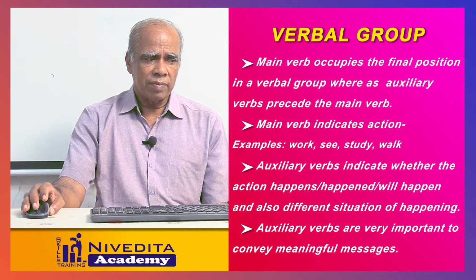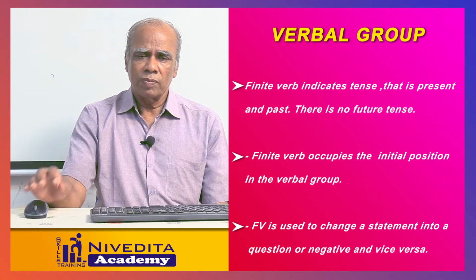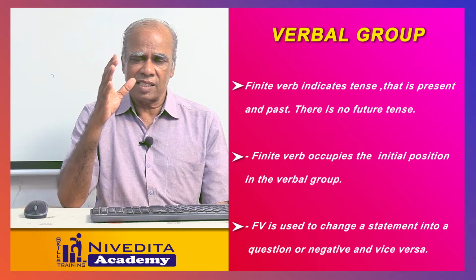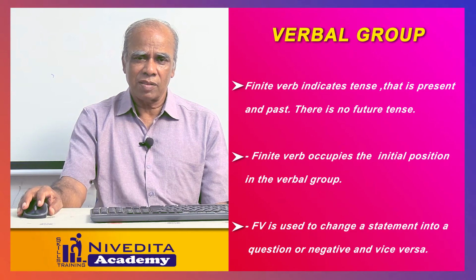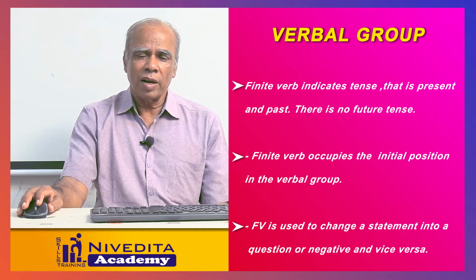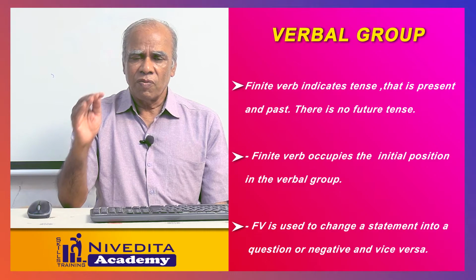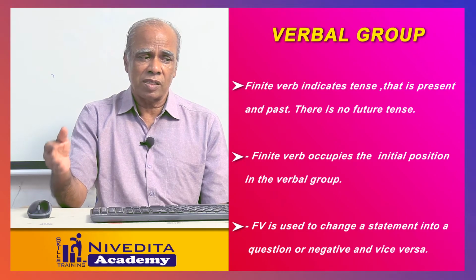And the next topic we will study is the finite verb. You know what a finite verb is? A finite verb is a verb which indicates a tense. Yes, in English there are two tenses, present tense and past tense. You would have studied the future tense also. What I am teaching you is modern grammar, where there is no future tense. I will tell you later why modern grammarians say there is no future tense. The finite verb is a verb which indicates a tense, whether it is present or past.